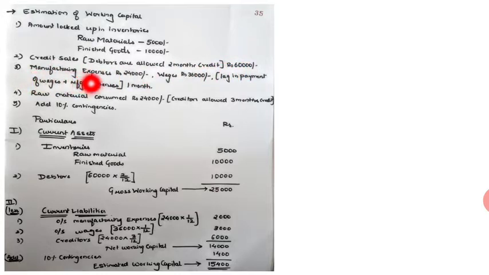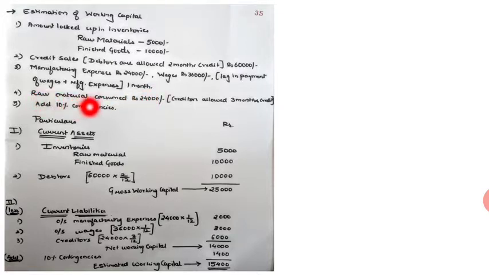Next, manufacturing expenses rupees 24,000, wages 36,000. So these are the expenses given. And what they've said is lag in payment of wages and manufacturing expenses is 1 month. Lag in payment means you're delaying the payment. That means these are outstanding. You have not paid it. So does it become a current asset or a current liability? Yes, it is a current liability because you're delaying the payment. So it is outstanding expense, and outstanding expense is a current liability.